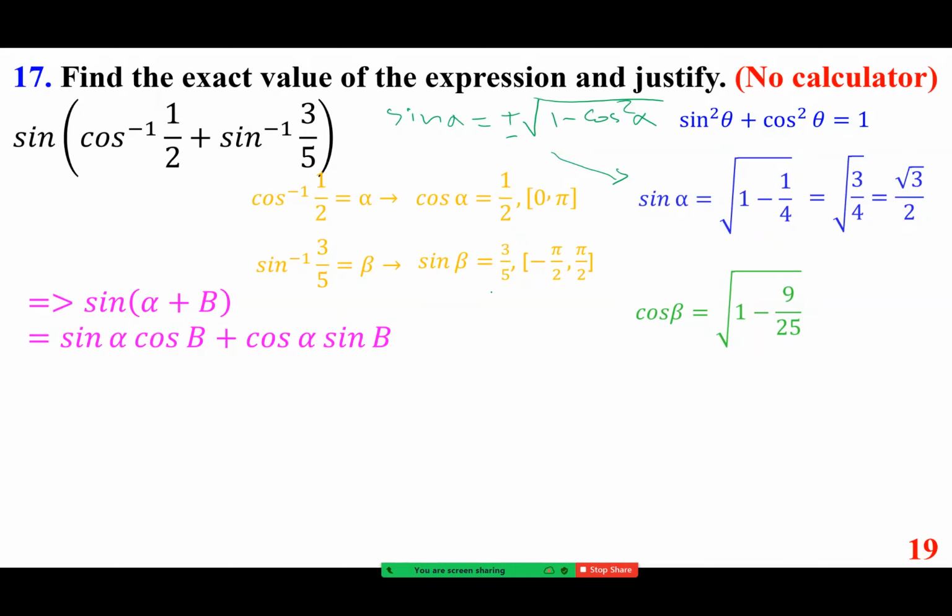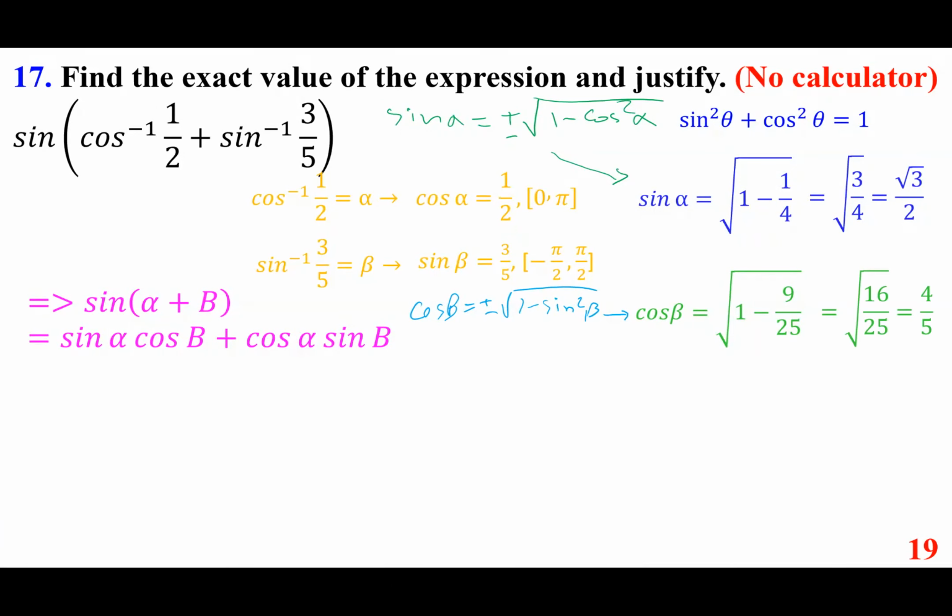And in this case, let me use a different color here. In this case, we are saying cosine beta is plus or minus the square root of 1 minus sine squared. And the reason we use positive again is the first quadrant. So 1 minus 9 over 25 is 16 over 25, comes out as 4 over 5.